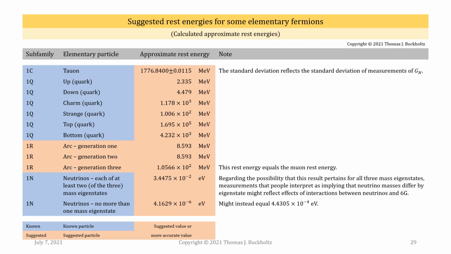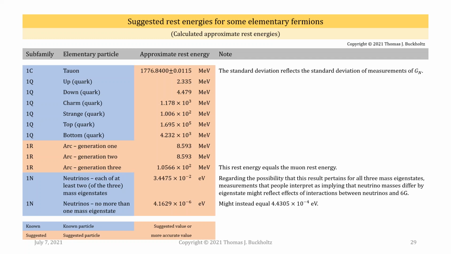I take the formula that links the masses of the 9 charged elementary fermions and extrapolate to suggest rest energies for arcs. For neutrinos, astrophysics suggests a range for the sum of the masses of the 3 neutrinos. My work can comport with that range in either one of two ways. One way is that all 3 neutrinos have a rest energy of about 3.4 times 10 to the minus 2 electron volts. Another way is that 2 neutrinos have that rest energy and 1 neutrino has a smaller rest energy, perhaps the number shown in the orange column or the number to the right of that column.